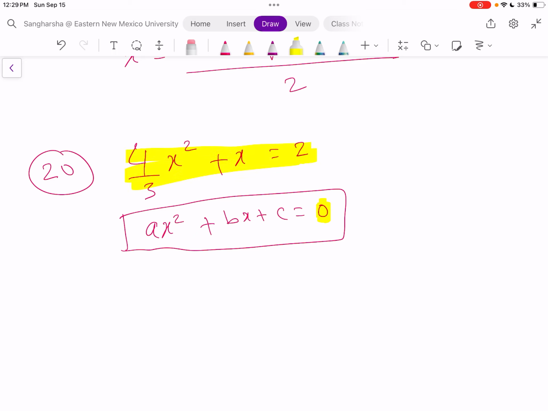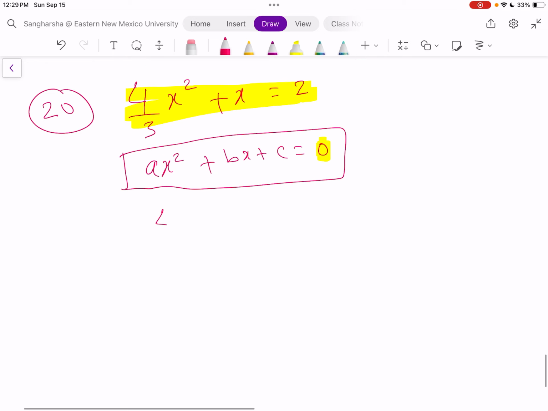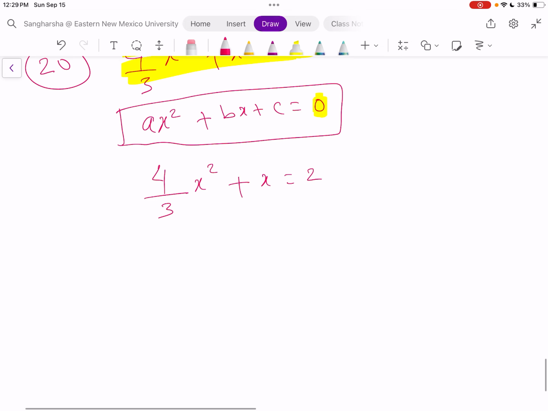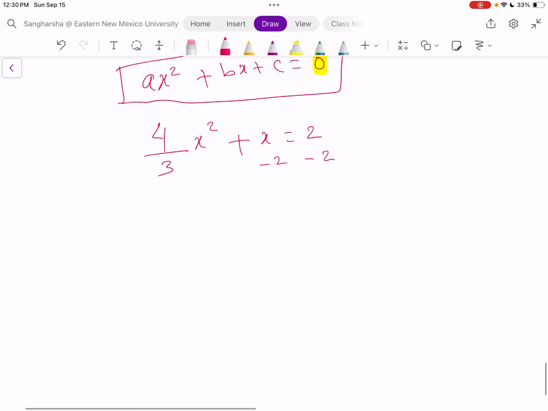We are asked to solve this equation using the quadratic formula, and in order to use it, you always need to have your quadratic equation in standard form. Having it in standard form means you need to have 0 on one side. So let me write the equation one more time: 4 over 3 x squared plus x equals 2. We have 2 on the right side, so let's get rid of 2 from the right side. For that we subtract 2 on both sides. We have 4 over 3 x squared plus x minus 2 equals 0. So we have 0 on one side. That's the very first step.